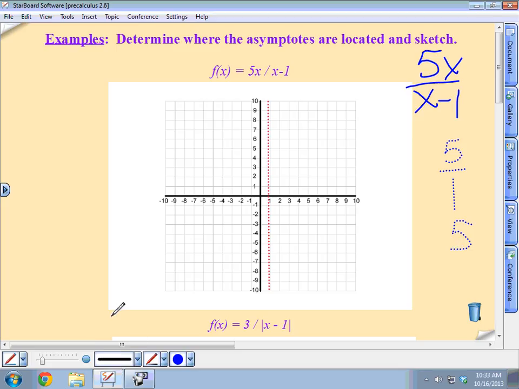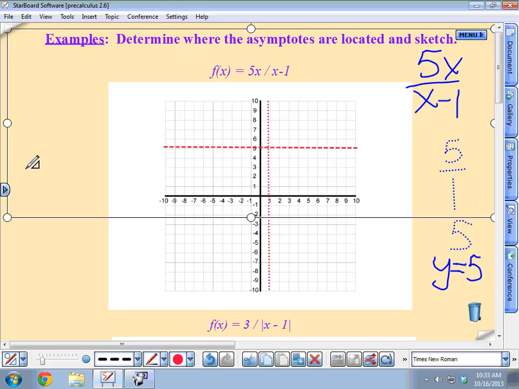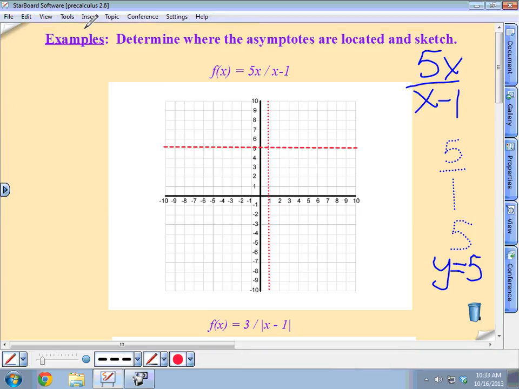It's the line y equals 5. That's all. 5 over 1 is 5. So I have a horizontal asymptote at the line y equals 5. So I have two asymptotes, so my graph will never touch those.